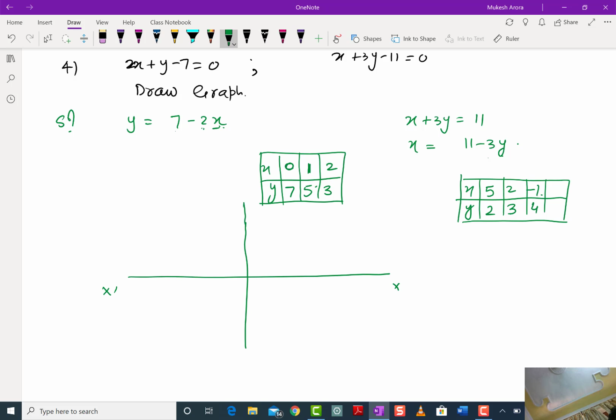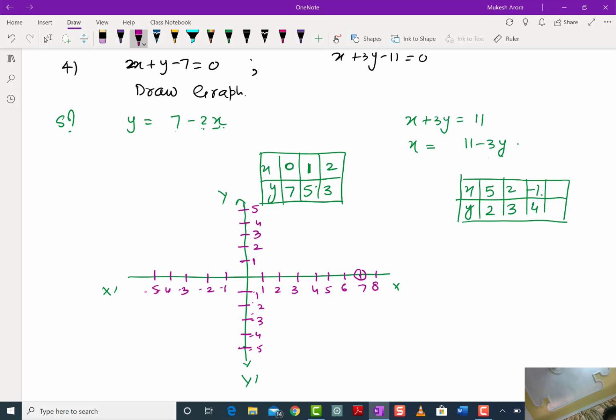X-axis, y-axis. We'll put the points 1 2 3 4 5 6 7 8 on each axis, and mark 0 and 7.